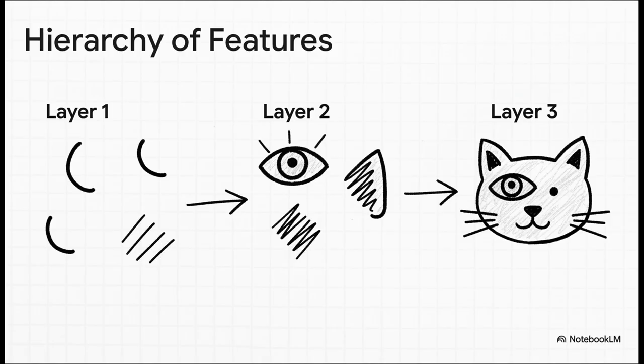This layered structure creates a hierarchy of features. So to recognize a cat, for example, the first layer might learn to see really simple things, like edges and curves. The next layer up combines those edges to find more complex shapes, like ears and whiskers. And then, by the time you get to the final layer, the network is combining those features to identify the super abstract concept of a cat.